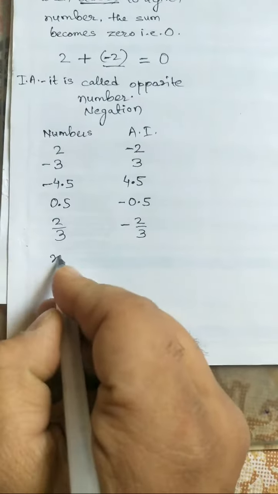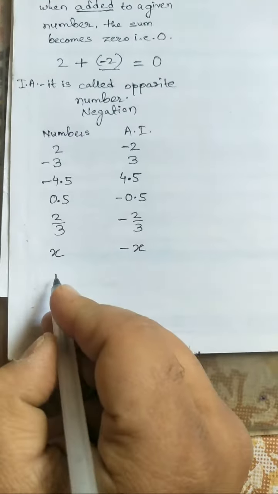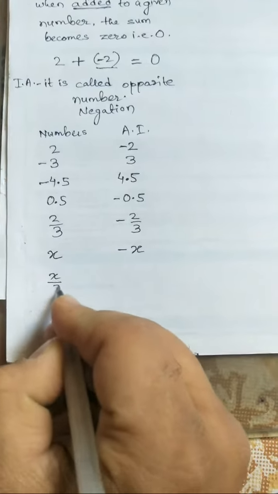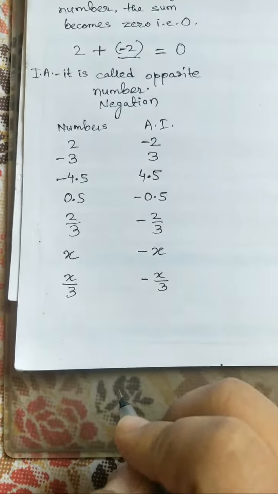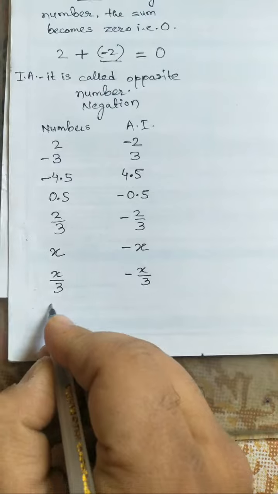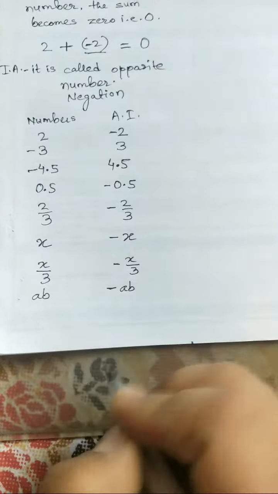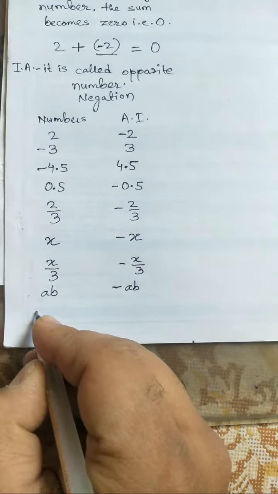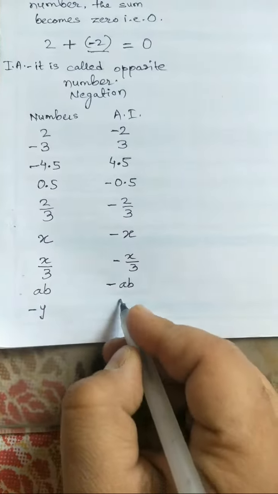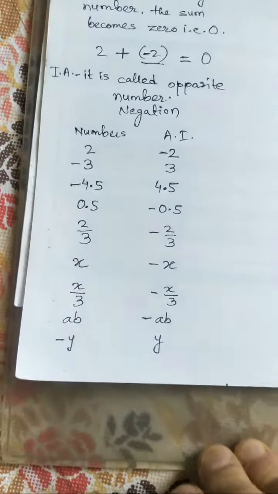For example, if x is your given number, the additive inverse would be minus x. For x upon 3, the additive inverse would be minus x by 3. For the given number a into b, your additive inverse would be minus a into b. For a given number minus y, the additive inverse would be plus y. So the difference is only of sign.